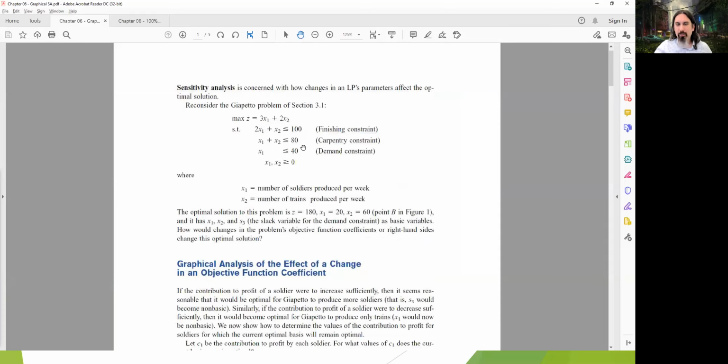Now, we're going to check what my coefficients and right-hand sides can do. How can they change without breaking the model? What I'm talking about when I say breaking the model is just changing the optimal solution. Okay, how can the optimal solution change? Now, x1 and x2 are in the optimal solution, and they are the solution at one point.